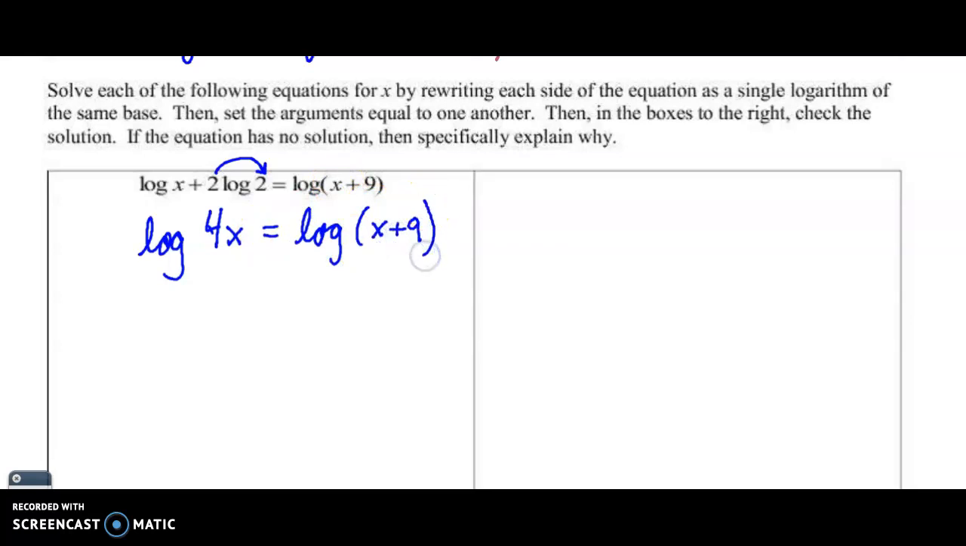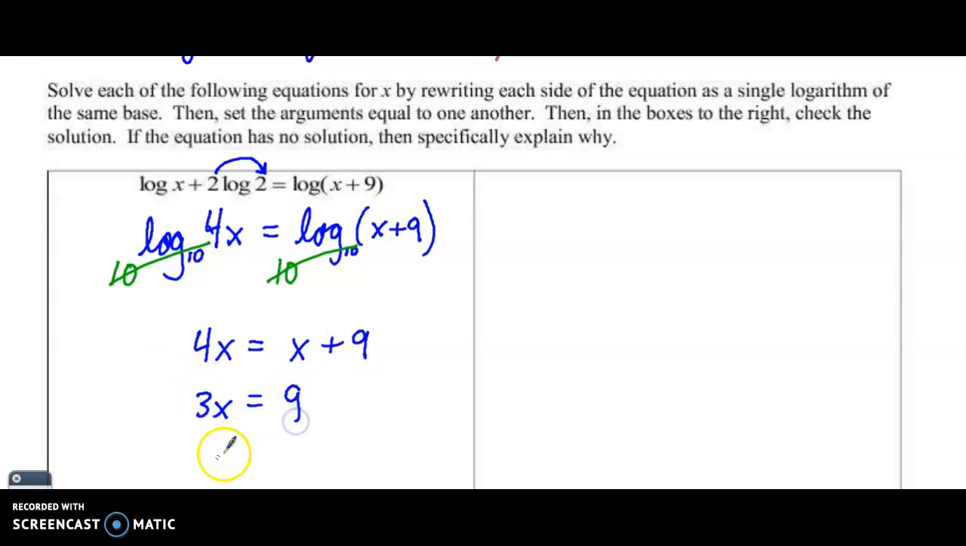Now, for the most part, what we could do is just think about, well, if the bases are the same, then the argument must be the same. That's not necessarily true. Technically what we're doing is we're taking 10 to both sides, I guess would be a better way of saying it. But what it does boil down to is we're going to set 4x equal to x plus 9. So if I subtract x over, I get 3x equals 9. If I divide both sides by 3, I get x equals 3.